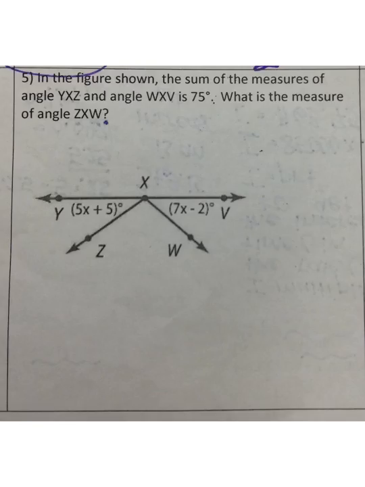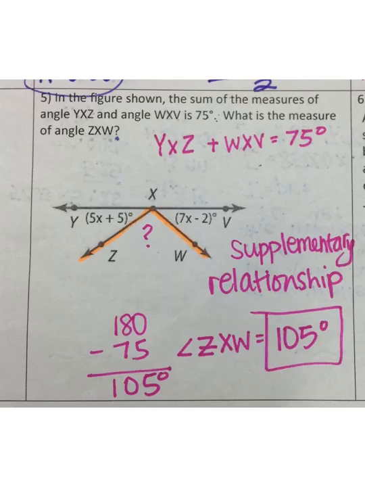Number 5, in the figure shown, the sum of the measures of angle YXZ and angle WXV is 75 degrees. So those two add up to 75. We want to know the measure of angle ZWX. My hint is look at the figure. It's a straight line, a straight angle, and use that information. With these 3 angles, it's a supplementary relationship, so they're going to add up to 180. It already tells you that this angle and this angle add up to 75. So if I did 180 degrees minus 75 degrees, I end up with the angle we're looking for, which is 105 degrees.